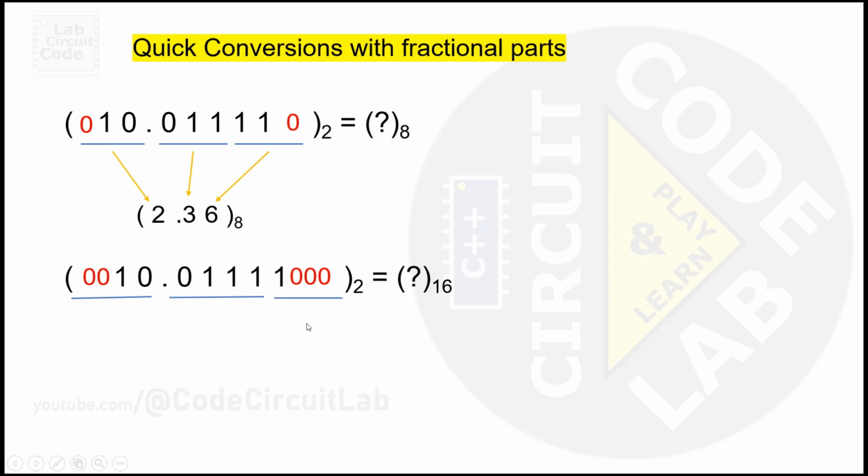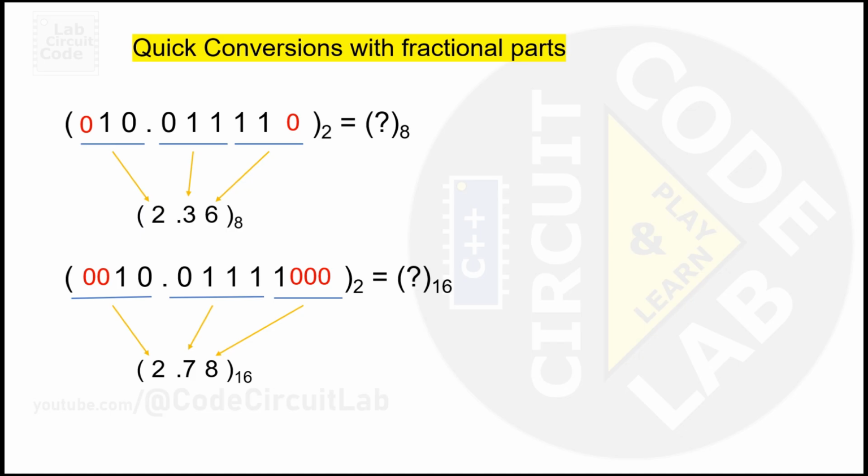Now we do the conversion. The integer part is 2, point. The fractional part is 7, 8 in hexadecimal.